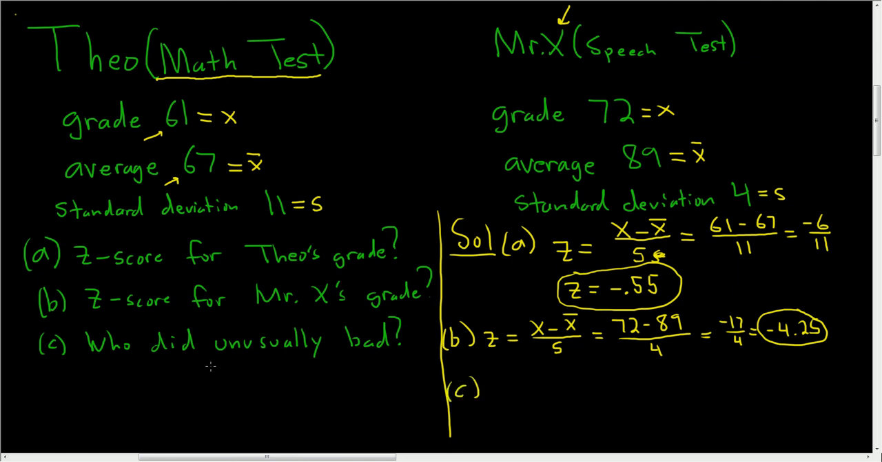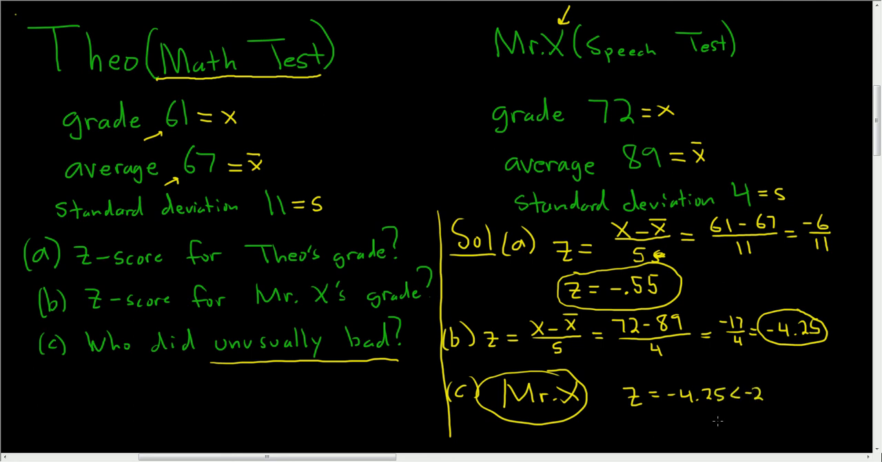And that leads us to the next question. Who did unusually bad? Well, Mr. X. And the reason is, mathematically, his z-score is negative 4.25, and that's less than negative 2. So that means that his grade is unusually low.